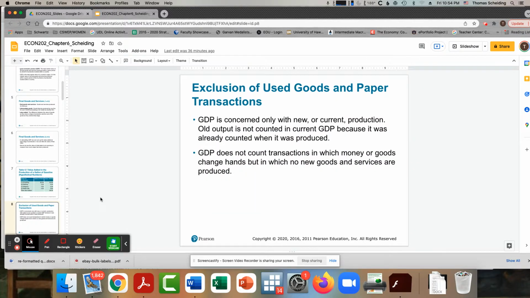We're not looking at old goods. We're only looking at things currently in production. And so, actually, just today, I sold my old used car. There was no contribution to GDP by me selling my old car because it was a new car back in 2007. That would have been when it was counted.